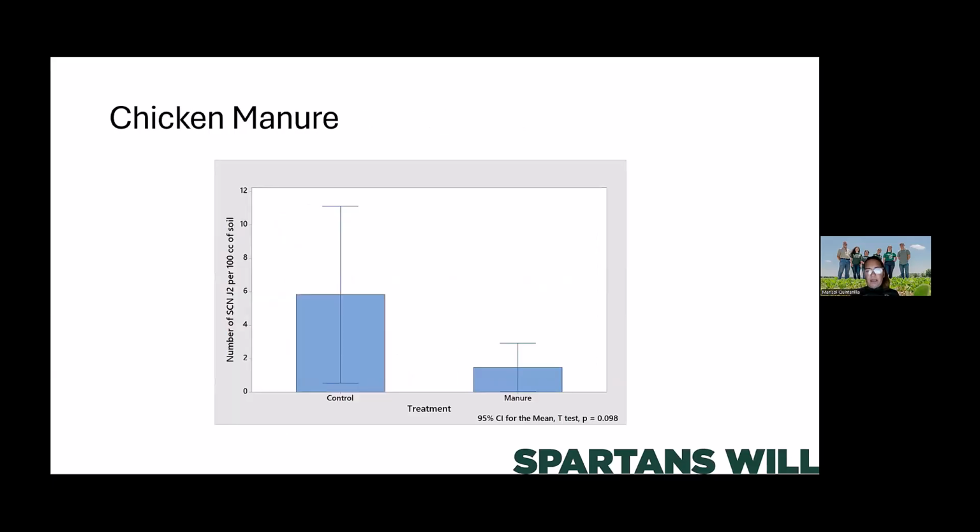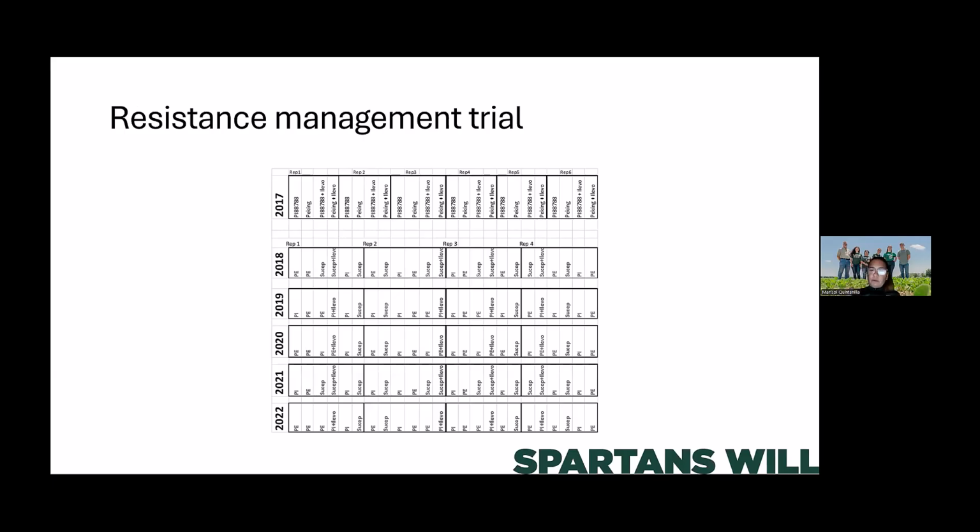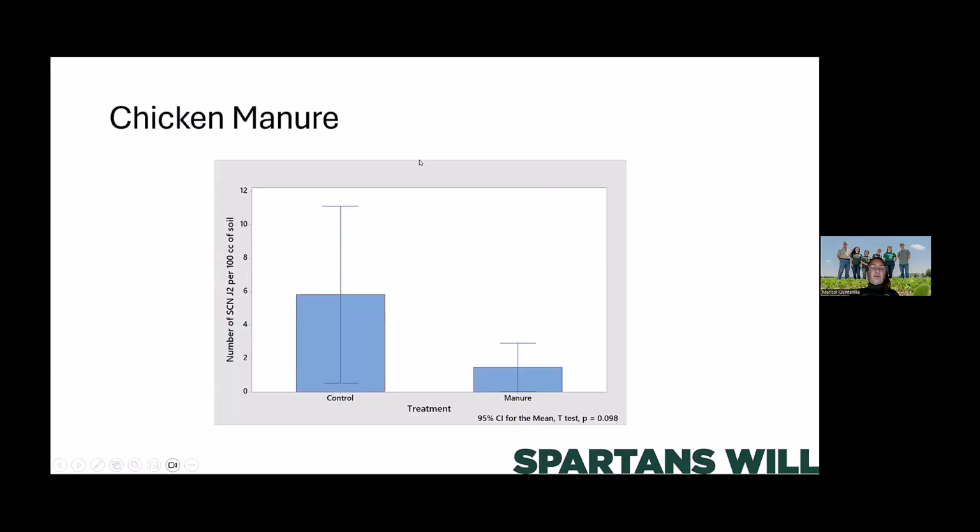So we recommend that you don't replace PI 88788 with Peking, but that you rotate with Peking. You rotate with non-hosts like corn and wheat or other things. And when you use different sources of resistance, that you rotate them. We have also done trials with chicken manure, and we found with 90% confidence, not 95, our standard, that the chicken manure does reduce soybean cyst nematode.